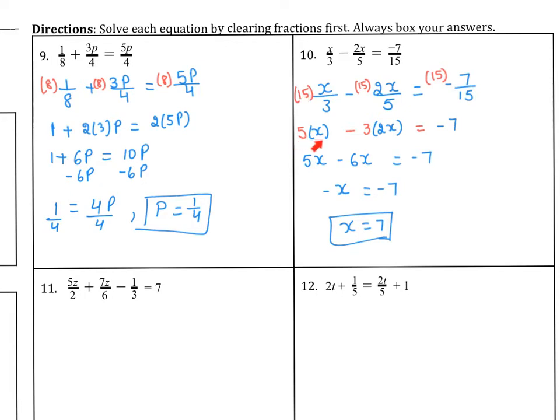So 5 times x is 5x. 3 times 2 would be 6x. And here you're left with negative 7 because 15 and 15 cancel. Combine the like terms. 5x minus 6x would be negative x. And on the other hand, you're left with negative 7. Now cancel the negative from both sides, you get x equals 7.